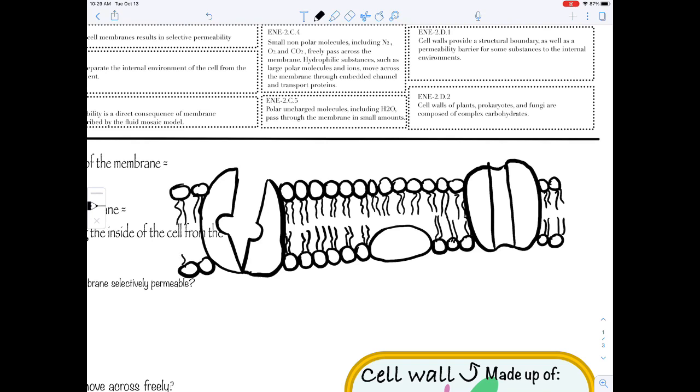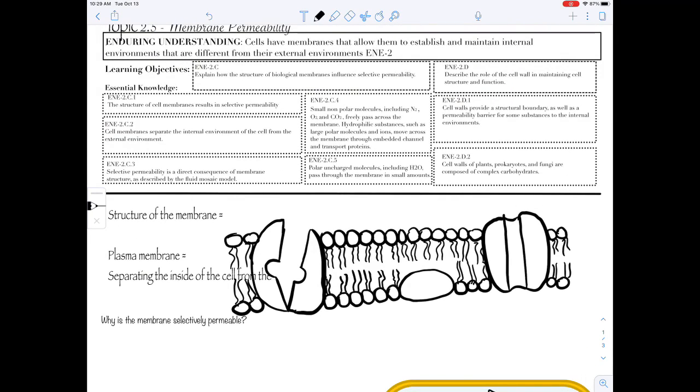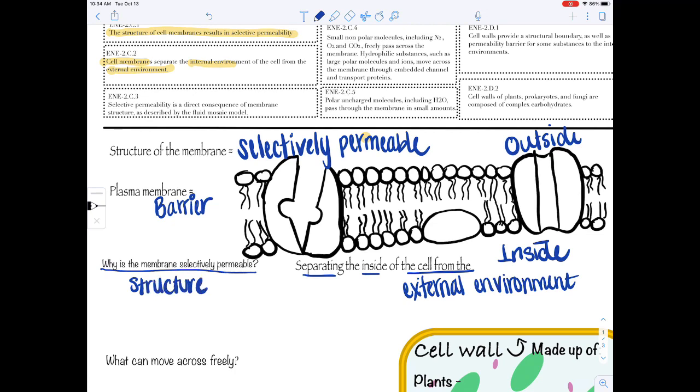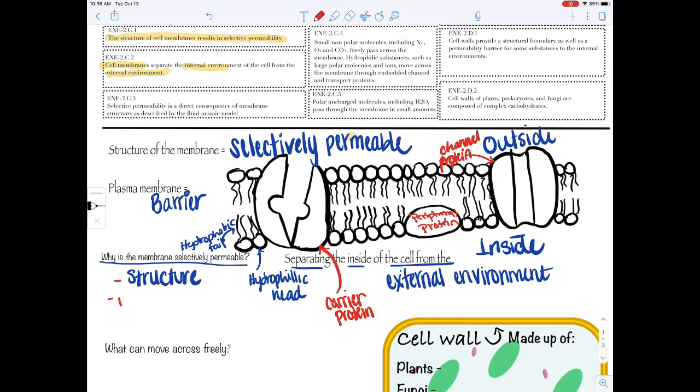Now, this is the structure. So because of the way that the membrane is built and the way that our proteins are embedded and the way that your hydrophilic heads and the hydrophobic tails are laid out, this is why we have selective permeability. Okay, this is why your membrane is selectively permeable.